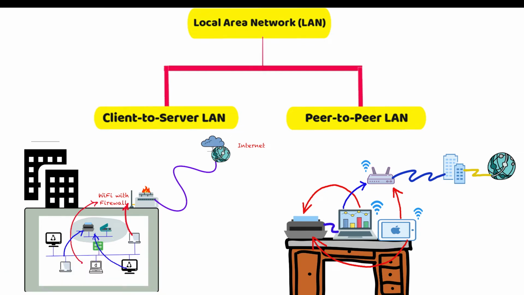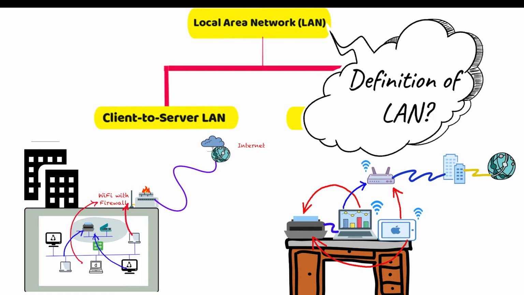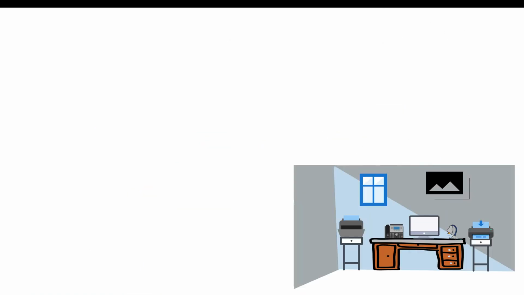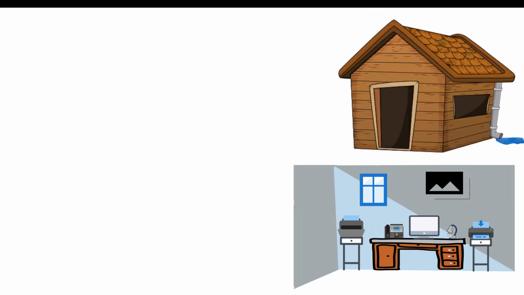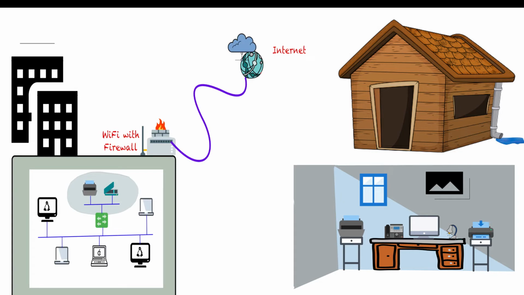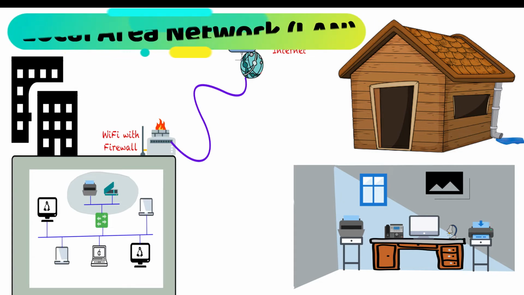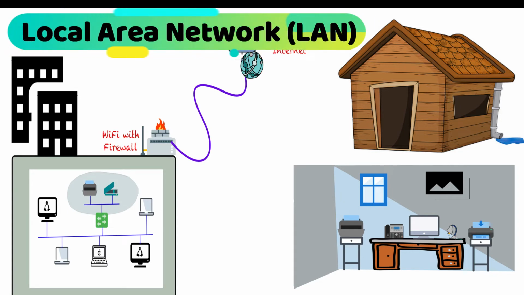But now the question is, what could be the actual definition for the local area network? Well, the simple definition of local area network is when we connect two or more devices under the same roof or same office building. So it doesn't matter if you connect two devices or 100 devices or maybe 1000 devices, as long as they are connected under the same roof or same office building, they are in the local area network.